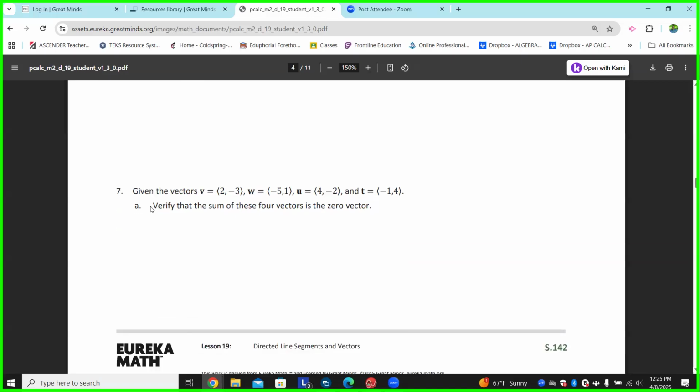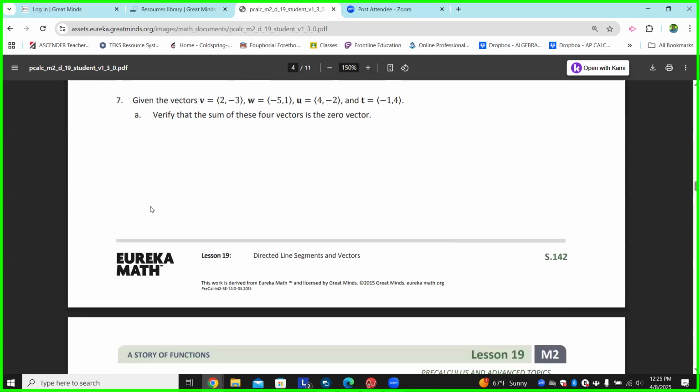So let's look at number 7. Number 7 says, given the vectors v, w, u, and t, we're going to verify the sum of these 4 vectors is 0. So I'm going to give you all an opportunity to do that real quick. How would I verify that these vectors equal 0? What do I need to do? How do I add vectors? Good. Add all their corresponding x's, add all their corresponding y's. Go ahead and verify that real quick to make sure you can add correctly.